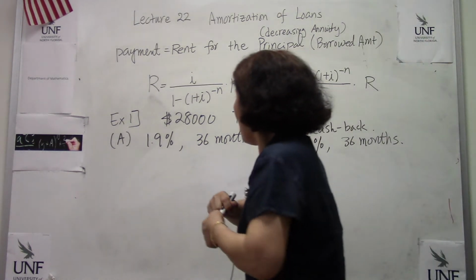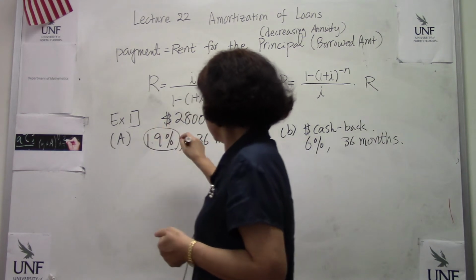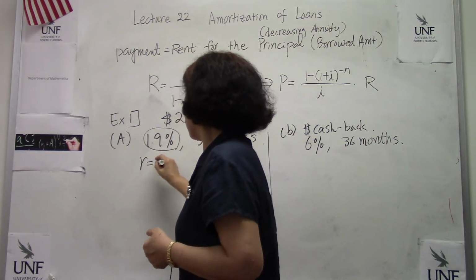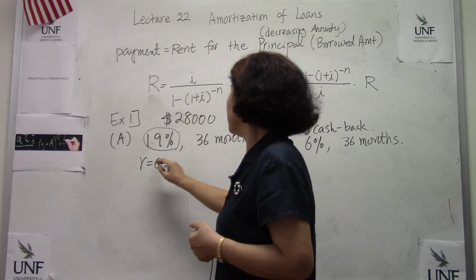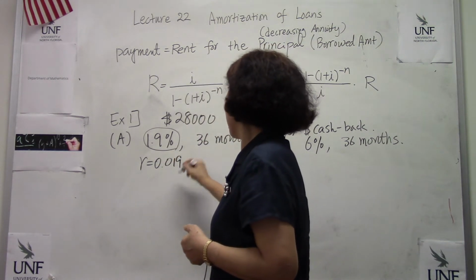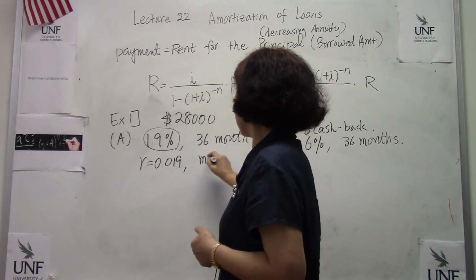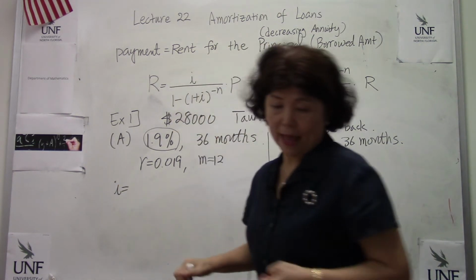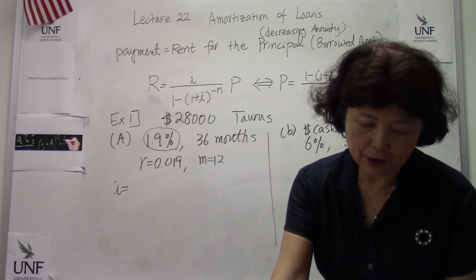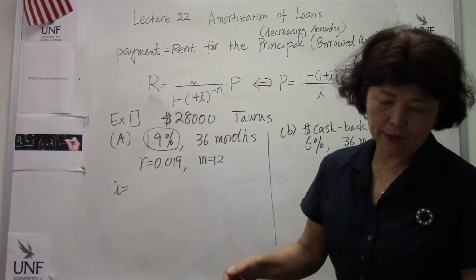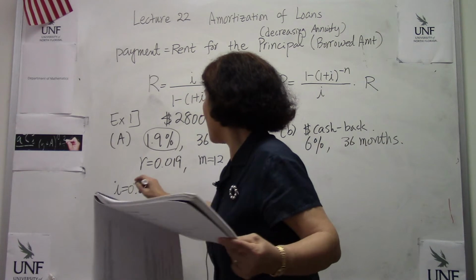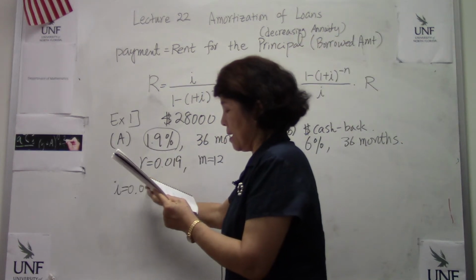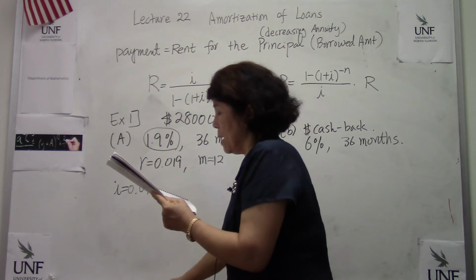1.9%, well, that is pretty good, less than 2%. Yes, that is R, correct? So R is 0.019. And the monthly payment, M equals 12. So therefore, what is I? I is going to be really long one. I want to make it as exact as possible.